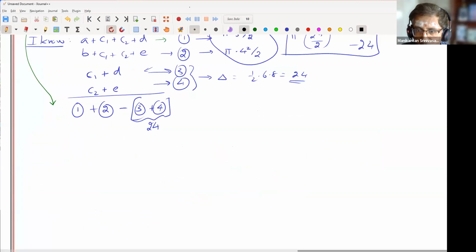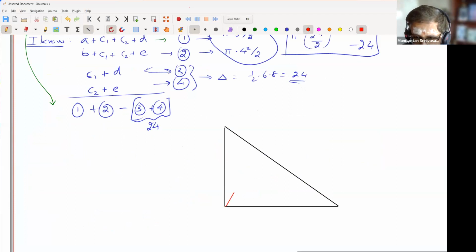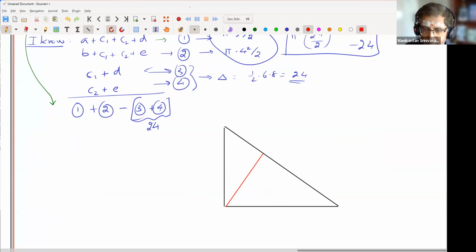Nothing to do with this question. In general, with a right angle triangle, you should know this main property. So let's say I have a perpendicular from the right angle here. Whenever I have a perpendicular from the right angle, it splits the triangle into 3 similar triangles.